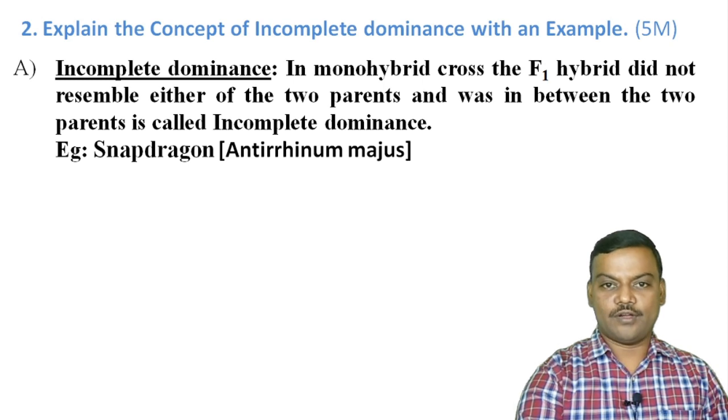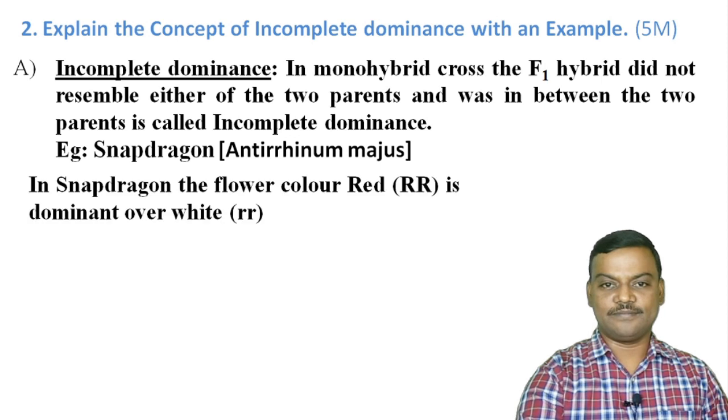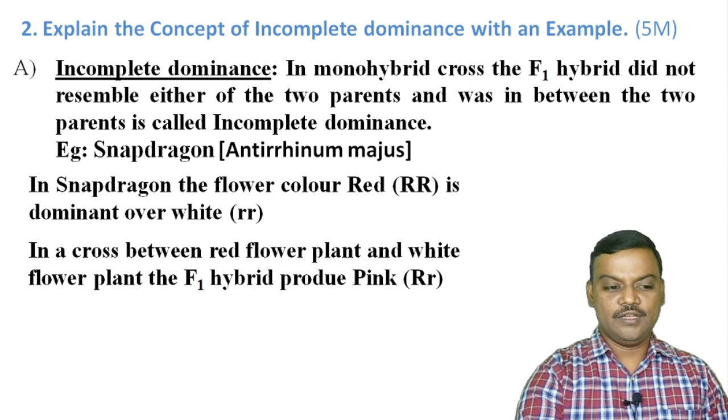So the best example for this incomplete dominance is the snapdragon, also called Antirrhinum majus. It is an example for incomplete dominance. In snapdragon, the flower color red, capital R, is dominant over white, small r. In a cross between a red flower plant and a white flower plant, the F1 hybrid, because of heterozygous condition, gets pink color flowers due to Rr heterozygous condition.